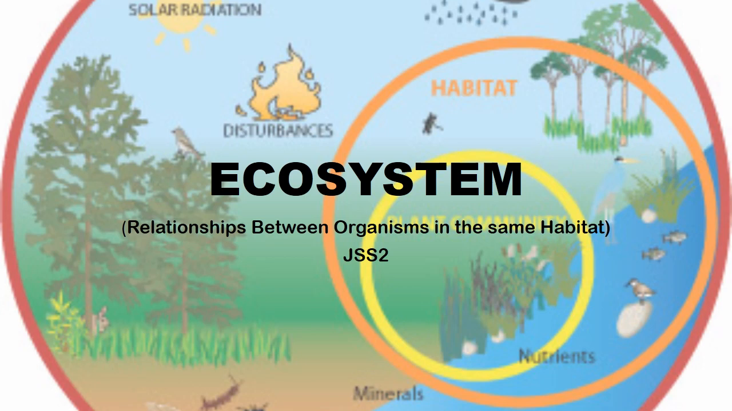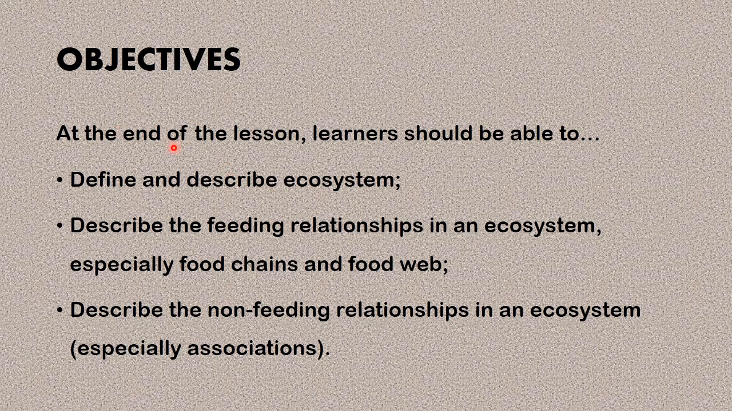Hello there. It's another time for our lesson on the ecosystem for JS2. Now we are looking at relationships between organisms in the same habitat. Moving along, at the end of this lesson, learners should be able to define and describe the ecosystem.